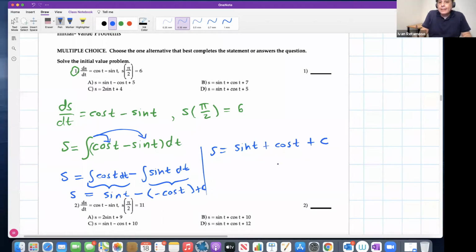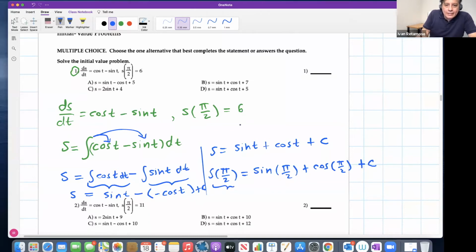Your constant here. Now, the challenge is to figure out the value of this constant so you can determine this function completely. They are saying that, on one hand, s evaluated at pi over 2 is going to be sine of pi over 2 plus cosine of pi over 2, a direct evaluation, right? Plus a constant. But on the other hand, they're saying that this is 6. So sine of pi over 2 is 1. Cosine of pi over 2, 0.